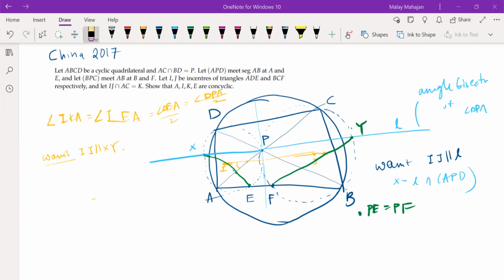EFIJ. Yeah, the idea is think about lengths. Basically, try converting this IJ parallel XY into some length condition.